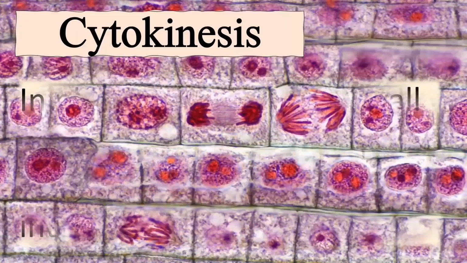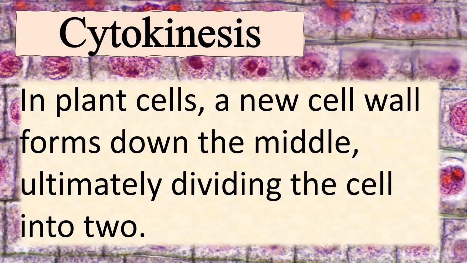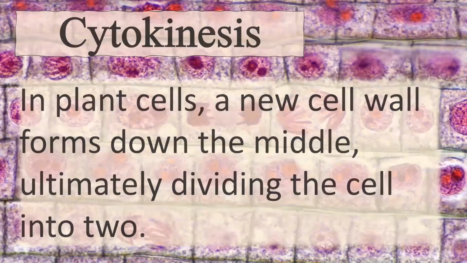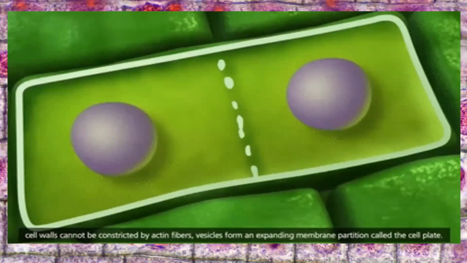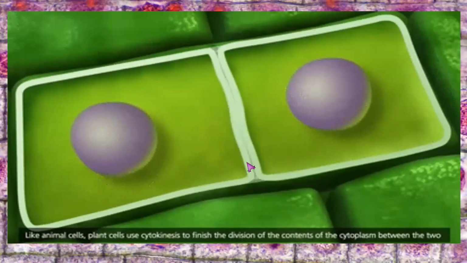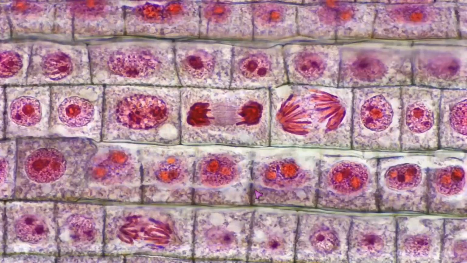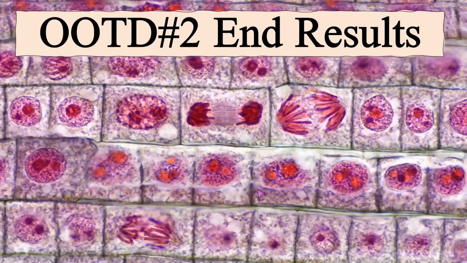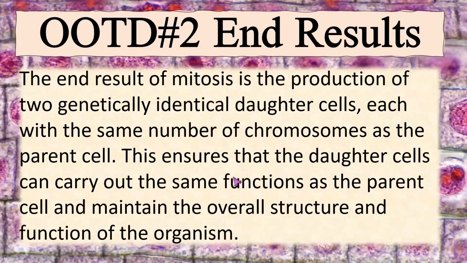Next, when it comes to plant cells, a new cell wall forms down the middle, ultimately dividing the cell into two. Like here, you'll see that it's already forming and separating. So the end result of mitosis is the production of two genetically identical daughter cells, each with the same number of chromosomes as the parent cell. This ensures that the daughter cells can carry out the same function as the parent cell and maintain the overall structure and function of the organism.